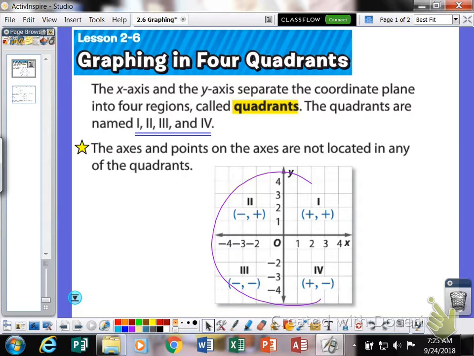The axes and points on the axes are not located in any quadrants, meaning if I had a point, say, right here at 1, that's not in a quadrant. We would say it lies on the x-axis. And the same thing here, it would lie on the y-axis. It's not in a quadrant. It has to actually be in a quadrant to be in a quadrant.